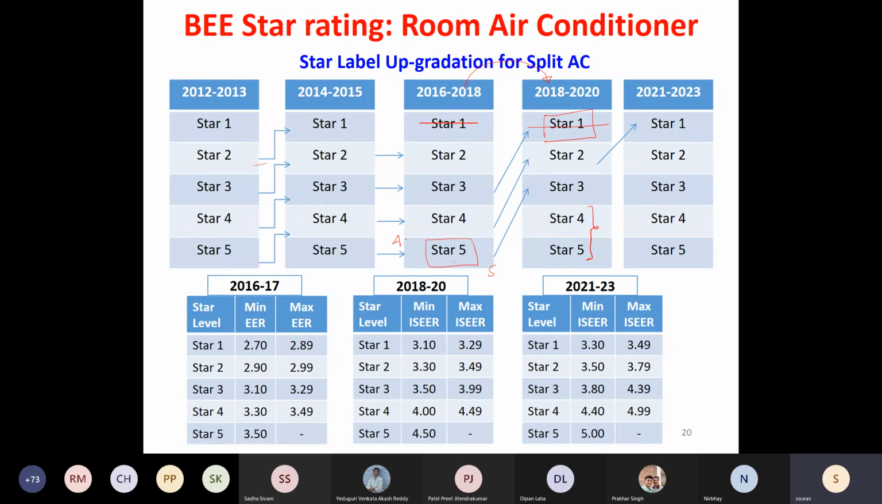Okay, and you can see the EER ratings for the star labels. So now you get a 1-star rating for a 3.3 to 3.49 COP air conditioning. Whereas if you were to look at 2016, 2017, you would be sitting on a 4-star rating for the same performance. And star rating 5 was 3.5 and beyond. So all these air conditioning systems were categorized as 5-star. So there was no motivation for the companies to come up with more and more efficient systems.